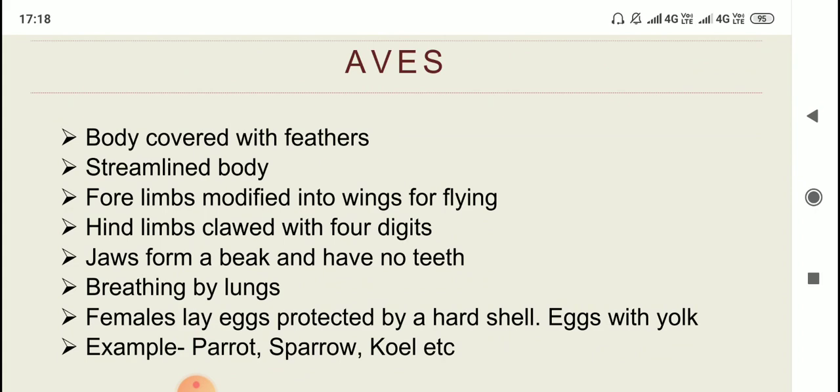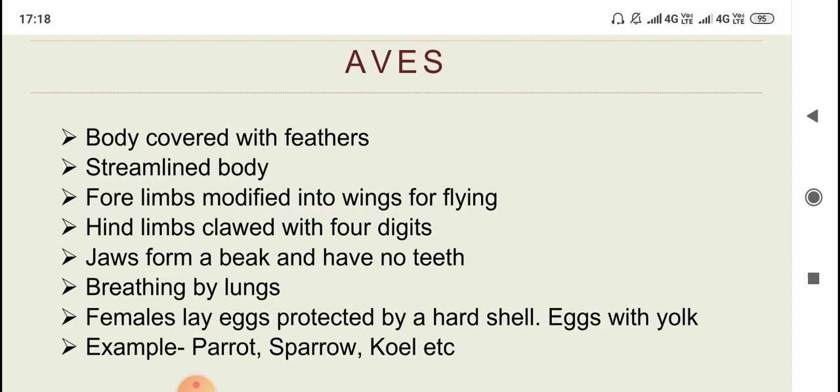Now children, forelimbs means front limbs, the limbs that are in the front. Here the spelling is F-O-R-E. So forelimbs means front limbs. The front limbs in case of birds are modified into wings, and the hind limbs, the limbs at the back side, have proper claws and they have 4 digits. We have how many? 5. Then jaws form a beak.